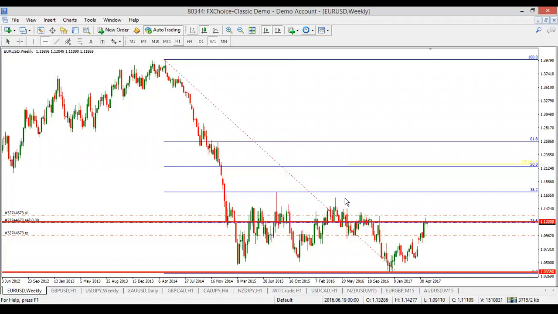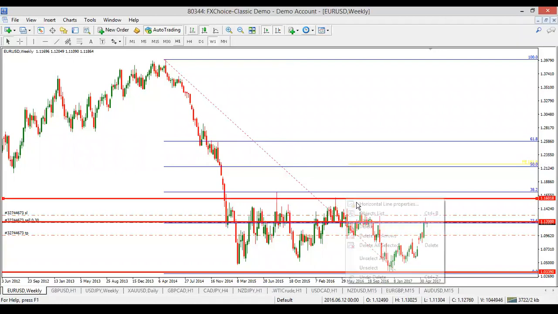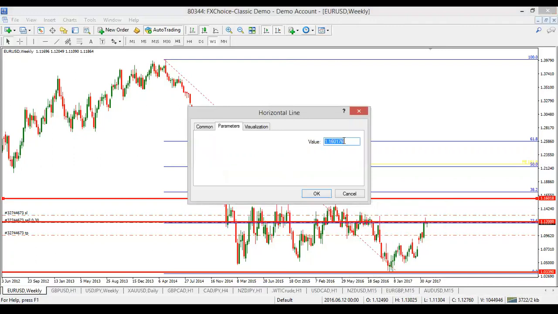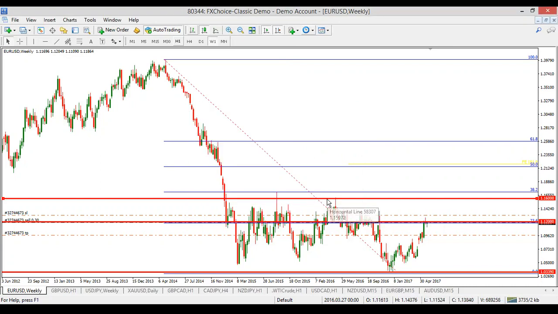1.600. Let me take 600. Let's use this one. 1.600. Let's use this one. Can I take out this? It's still a resistance level.